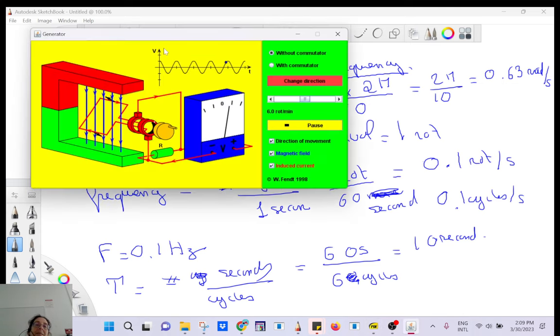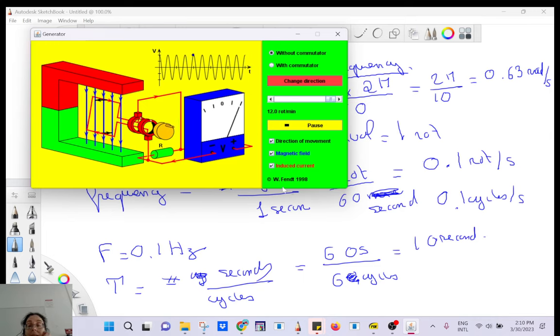So the point is how fast the loop or the rotor is moving inside the magnetic field is going to give you the frequency of the AC. So I can, of course, look at that graph here. I can make it go faster, and you see that now the period is getting smaller and the frequency is getting higher. And it's going to switch from plus, minus, minus, plus, and so forth. Is that clear? That's how it works.